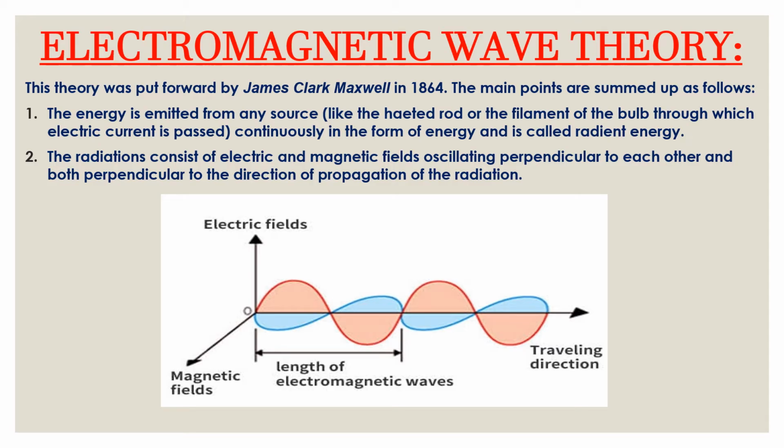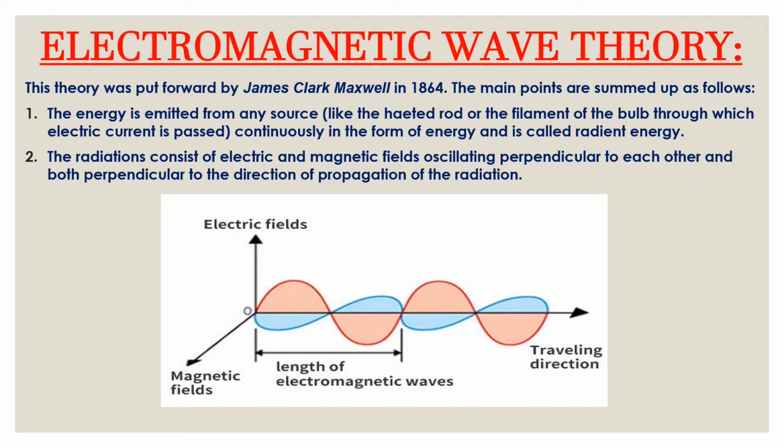This theory was put forward by James Clerk Maxwell in 1864. The main points of this theory are as follows. The first one is that energy is emitted from any source, like a heated rod or the filament of a bulb through which electric current is passed continuously, in the form of radiations, and these radiations are called radiant energy.